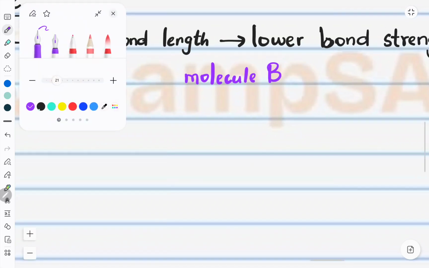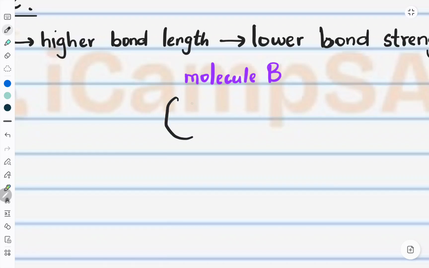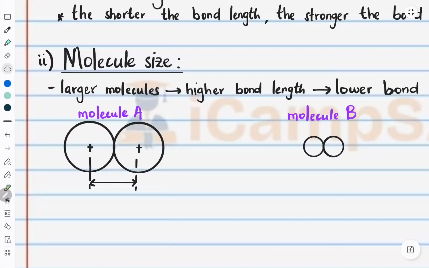So molecule B will be made up of atom 1 and atom 2, of course. So check these two molecules. Do you see the difference in size? These ones are smaller. Molecule B is smaller than molecule A.